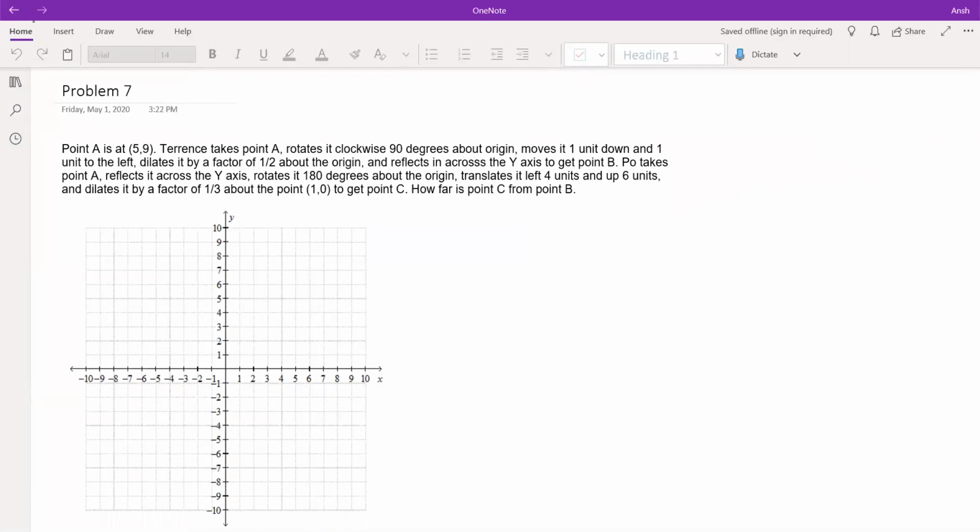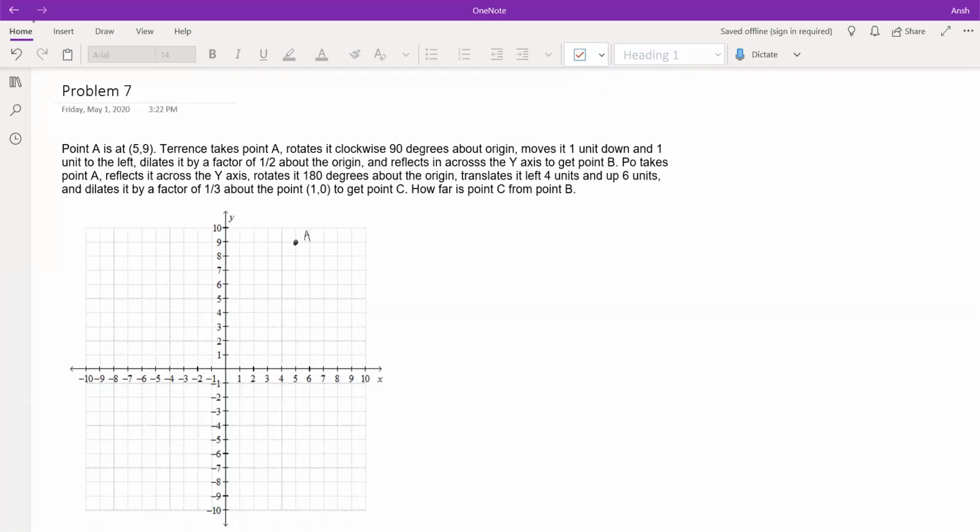All right. So here we have a question that primarily asks us about transformations. And it gives us a bunch of transformations in a row. So the important part about this is to keep track of where your points are. So it helps to draw out your points step by step. So here we have point A is at (5, 9). So up here. And we have two different sets of transformations, one by Terence and one by Poe, as we can see. So let's go through Terence first.